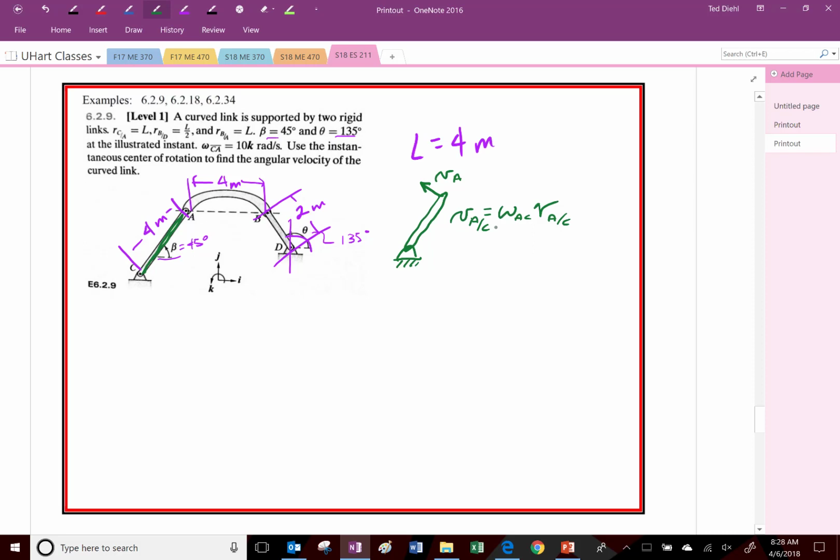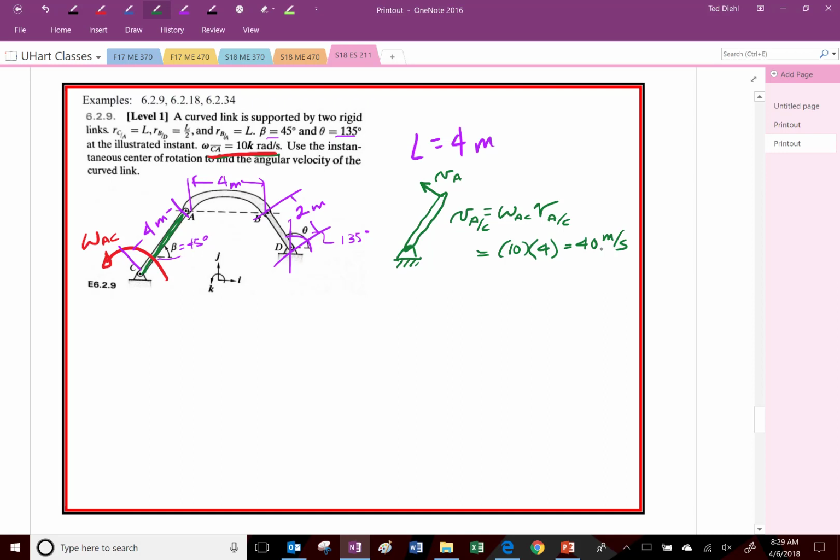VA with respect to C, which is going to be 10, because they told us that this thing is going this direction. I should have drawn it on there. Go red, right here. That it's positive, so this must be counterclockwise. So that's omega. They call it CA. I can't stop myself from calling it AC. I like to put them in alphabetical order. So that's 10 radians per second, and that distance is 4. So that's easy enough, 40 meters per second.